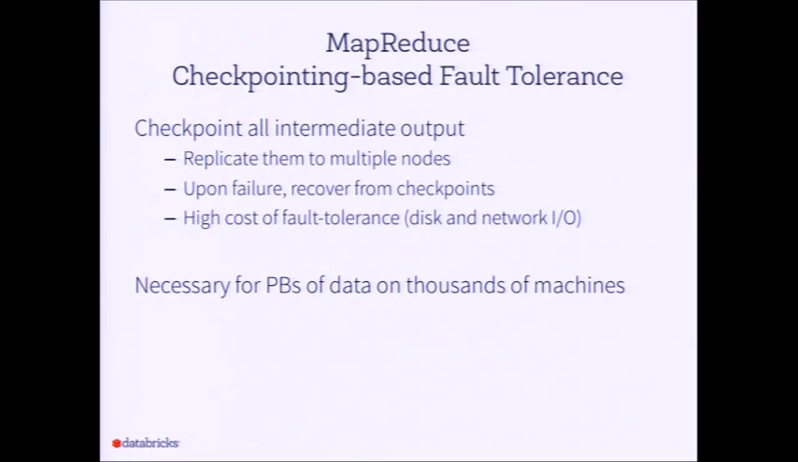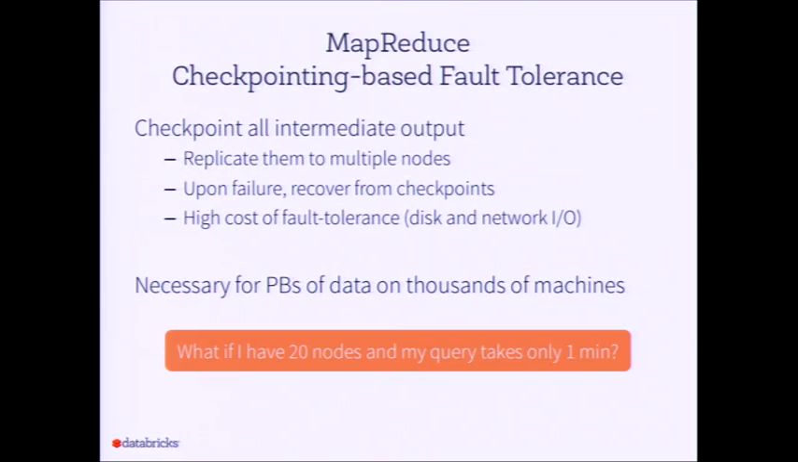But the question is, how many organizations really have 48,000 hard drives, let alone the need to store or even just process a petabyte of data? What if all I have is 20 nodes, which is probably the median size of the Hadoop clusters deployed in real life nowadays? We're talking about all this massive scale. If you only have 20 nodes, and my query is pretty fast, it maybe uses gigabytes or maybe even a terabyte of data, but it returns in about a minute, how important is this fault tolerance?